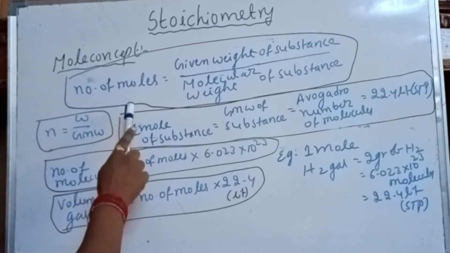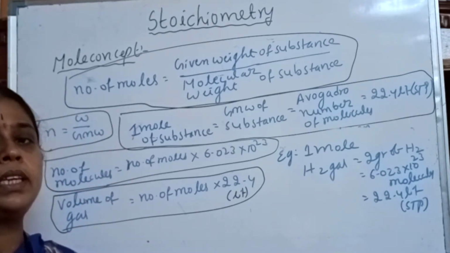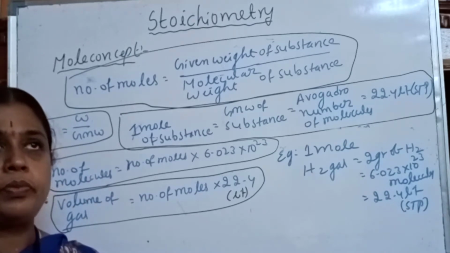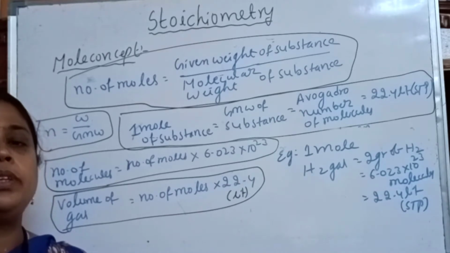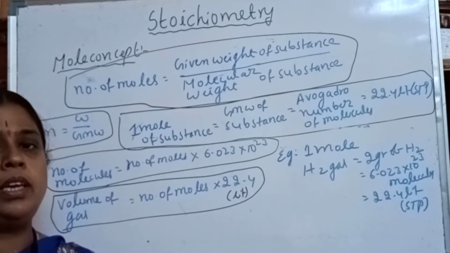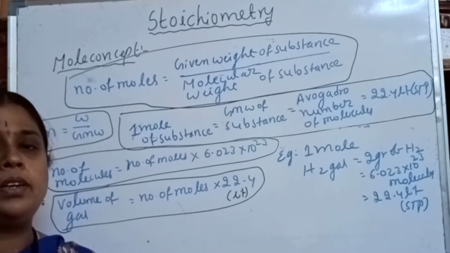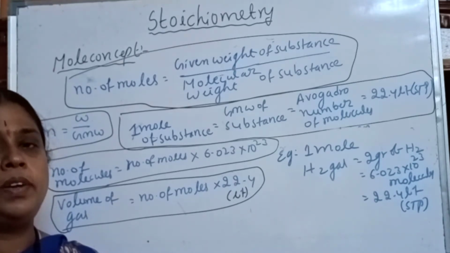Mole simply means the amount of substance that contains 6.023 × 10^23 molecules or chemical units. 6.023 × 10^23 is the Avogadro's constant, generally indicated with Na or N. So the value of Avogadro's number is 6.023 × 10^23.